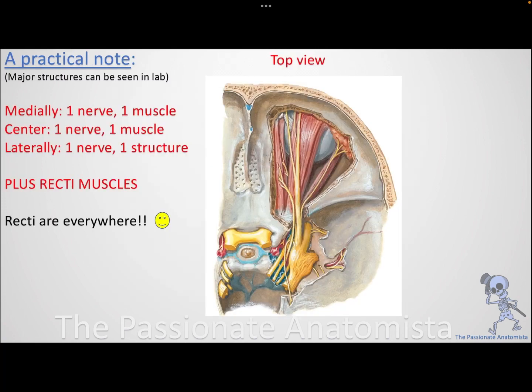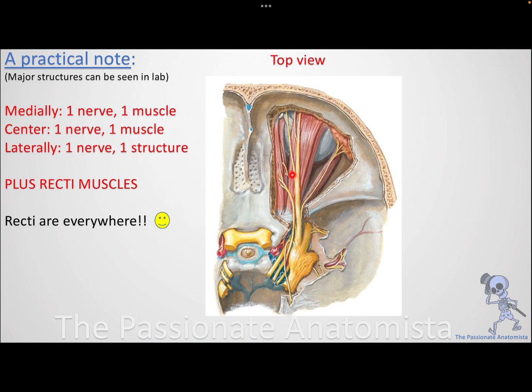All right? Now, this is a practical note. Like I said, when we look at the practical exam, we have muscles in the center, medially and laterally. Recti muscles are everywhere. So in the middle, you have the superior rectus. Medially, you have medial rectus. Laterally, you have lateral rectus. And so forget about the recti. They are deep there and everywhere.